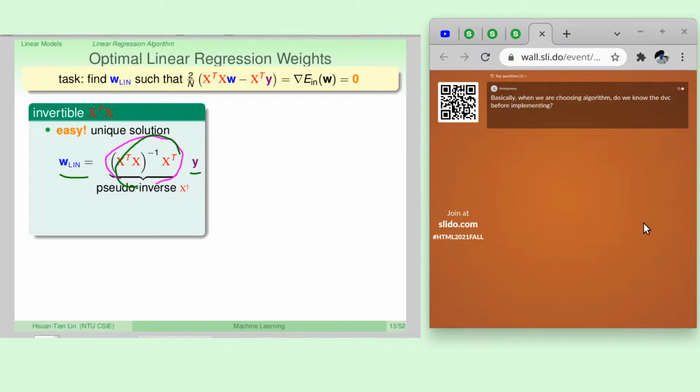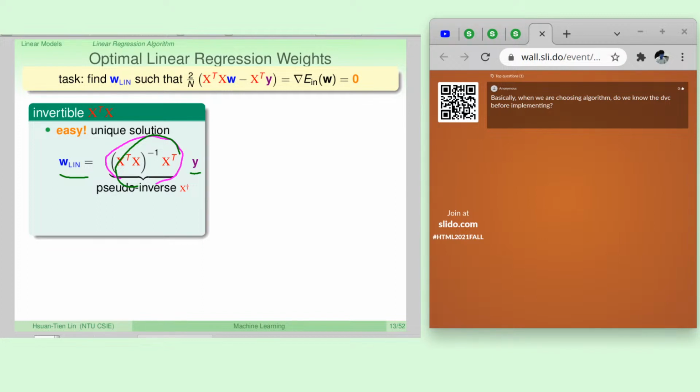Basically, when we are choosing an algorithm, do we know the VC dimension before implementing? That's a very good question. Usually, we don't know the exact VC dimension, and the exact VC dimension is often hard to prove, as you will witness in your homework too. Ha ha ha. So we don't know how to compute it.